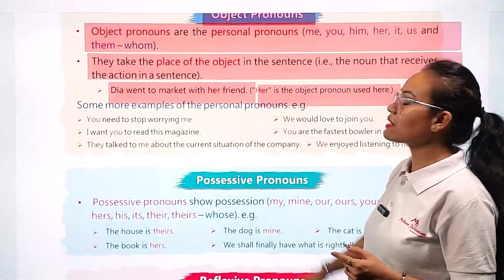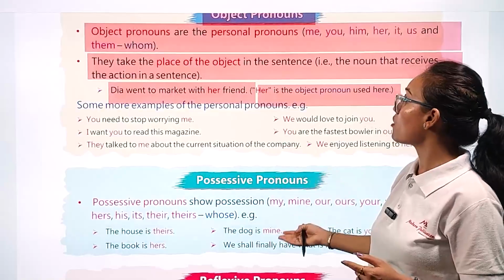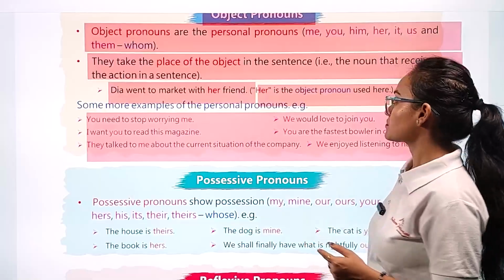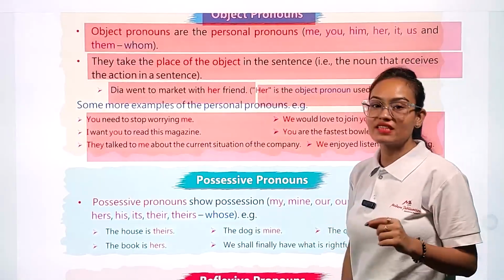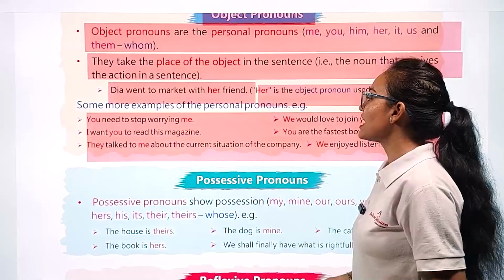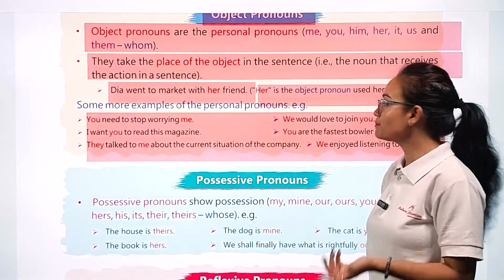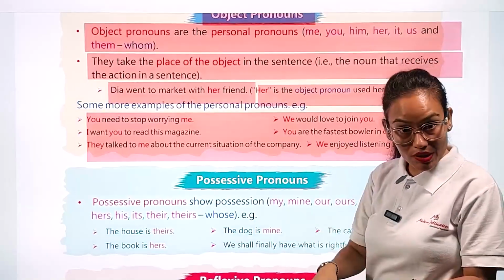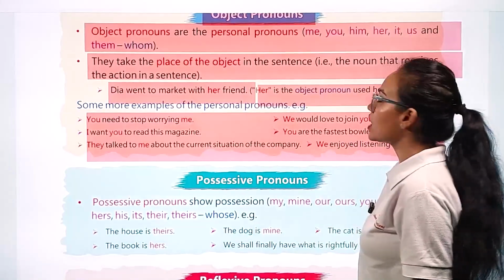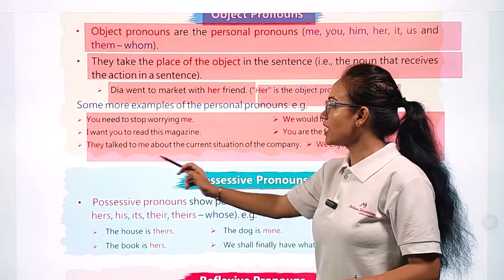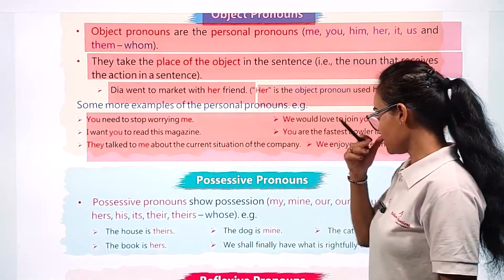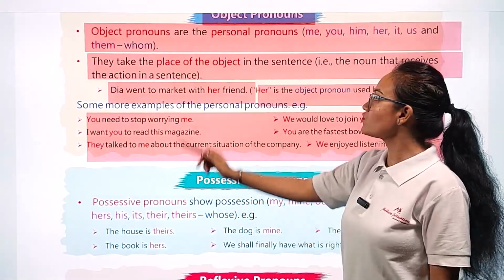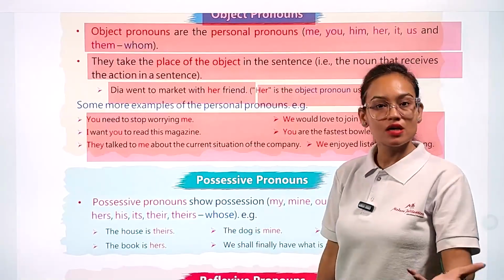Okay, some more examples of the personal pronoun in the form of object pronoun. You can see, you need to stop worrying me. I want you to read this magazine. They talked to me about the current situation of the company. We would love to join you. You are the fastest bowler in our team. We enjoyed listening to her song. So here, you, me, I, you, they, me, we, you, our, we, her. All these words are the examples of personal pronouns.